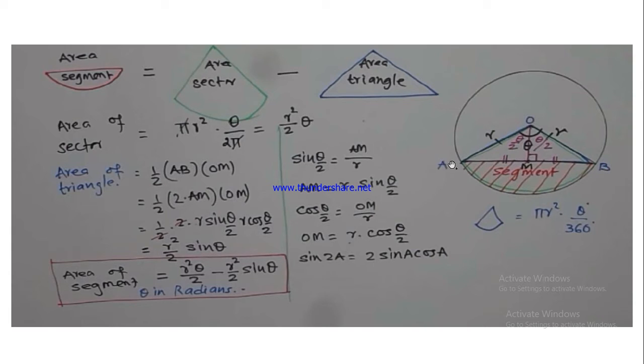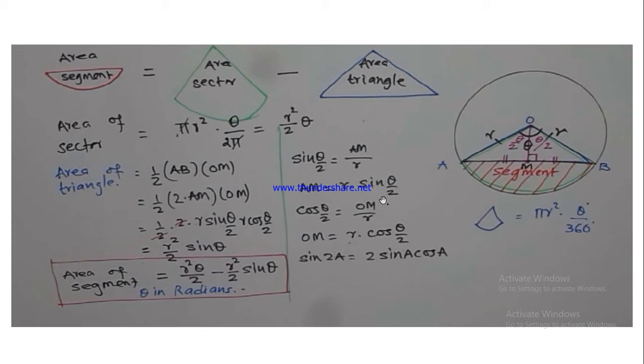For this we go into the triangle AOM, where we will find AM and OM. We know that sine theta by 2 is equal to perpendicular upon hypotenuse. Here the perpendicular is AM and the hypotenuse is OA. So we get sine theta by 2 equal to AM by R. From this we get the expression for AM, which is R sine theta by 2.